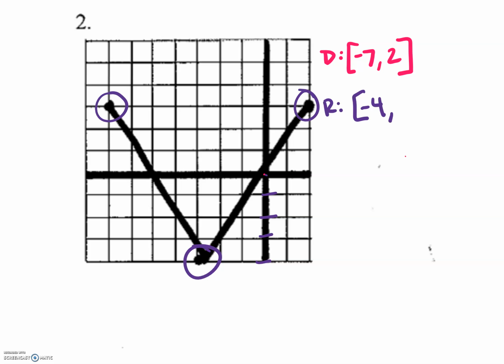And notice that its high point actually happens twice, which is fine. So 1, 2, positive 3. And again, it's a closed circle, so it's going to have a bracket. So your range would therefore be negative 4 to positive 3.